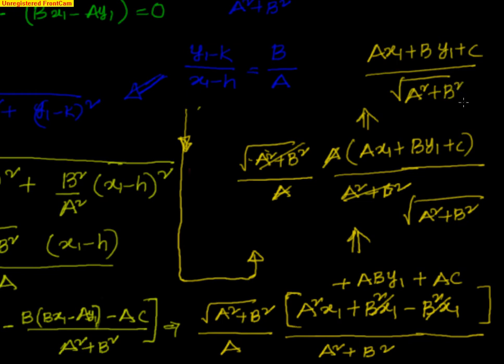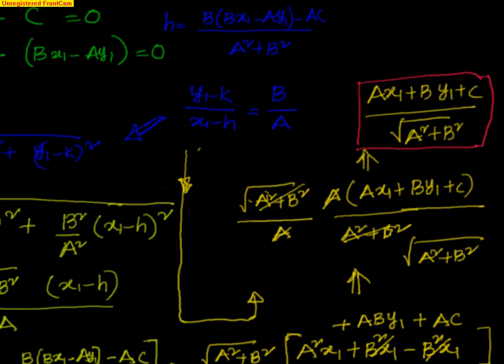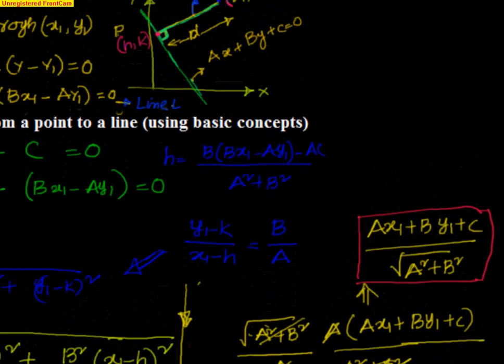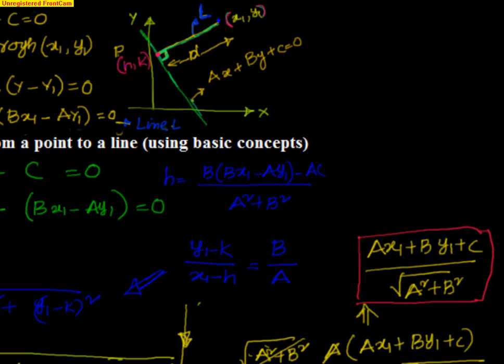This is the perpendicular distance from point x1 y1 to the line ax plus by plus c. So let's go back and write it there. So this is the perpendicular distance equal to d.